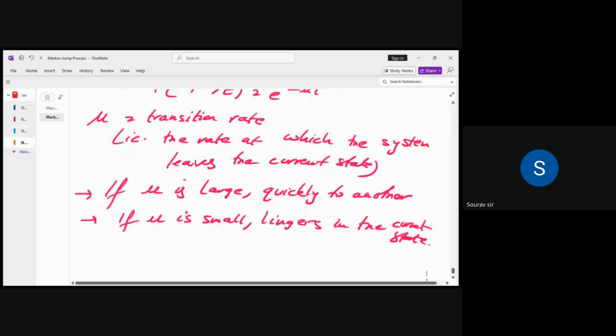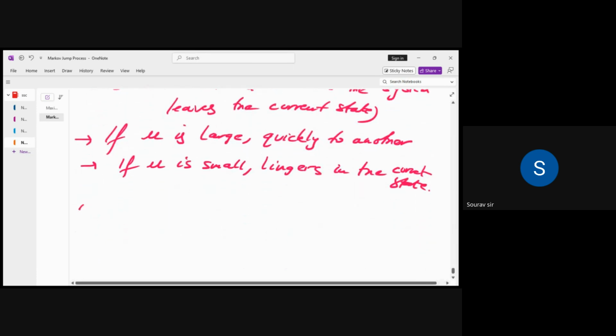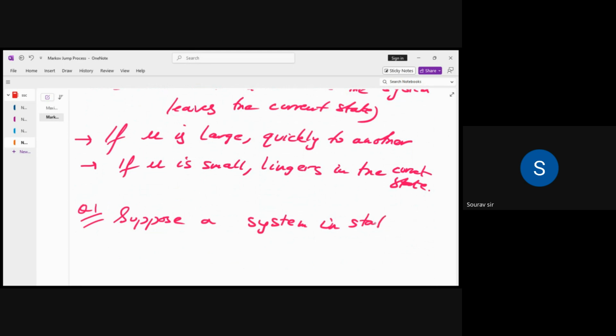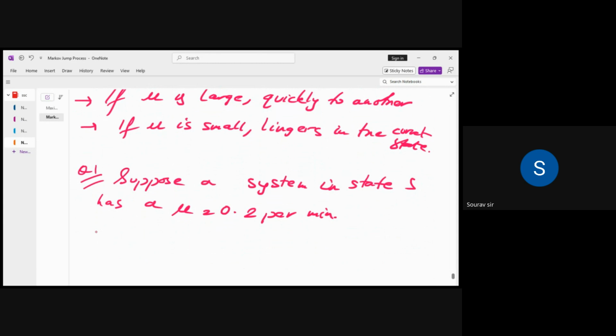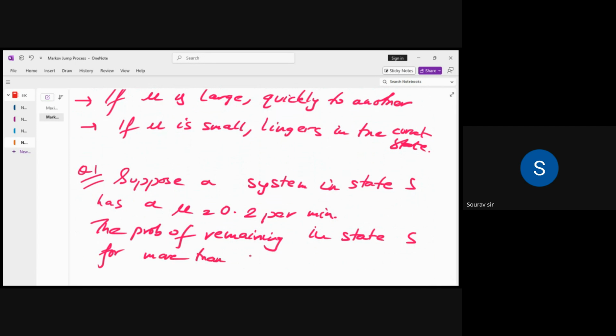So suppose, let's do a question. Suppose a system in state S has a transition rate 0.2 per minute. This is the question: the probability of remaining in state S for more than 5 minutes will be what?